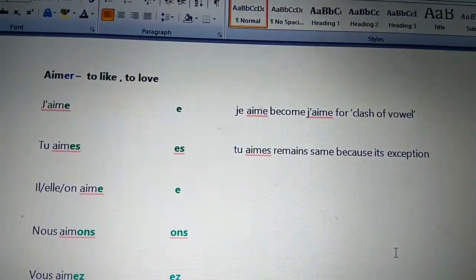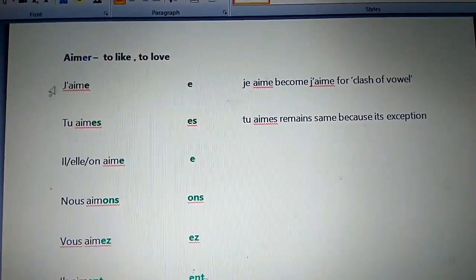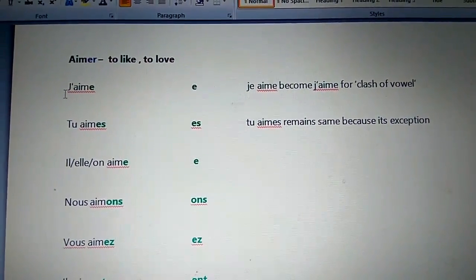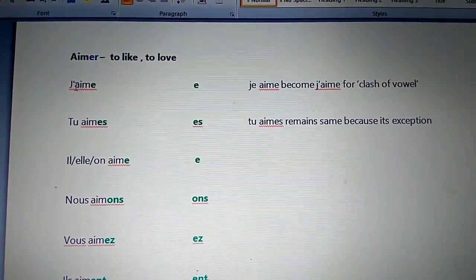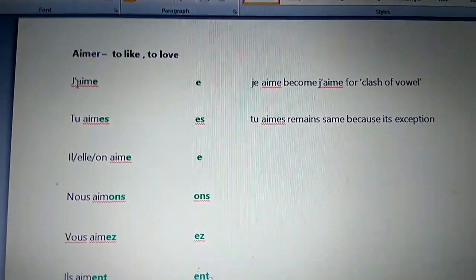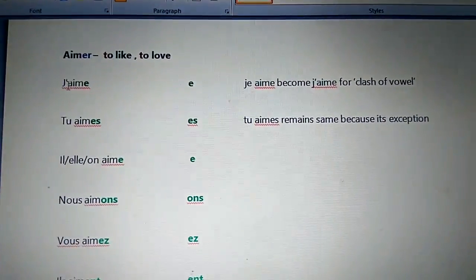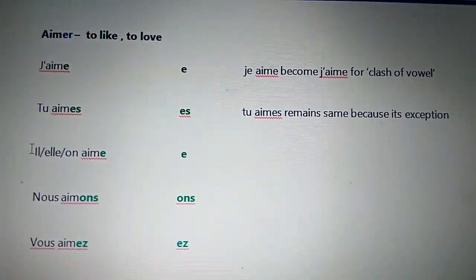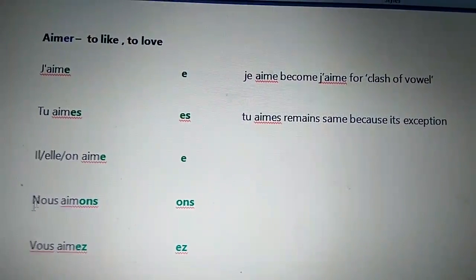Now I'll give you the taste of another verb, aimer, to like. Here you can see on your screen, j'aime. I told you in my previous videos that when you have a clash of vowels, you remove one vowel and put an apostrophe, and that becomes j'aime. The next one is tu aimes. Again, il, elle, on aime.